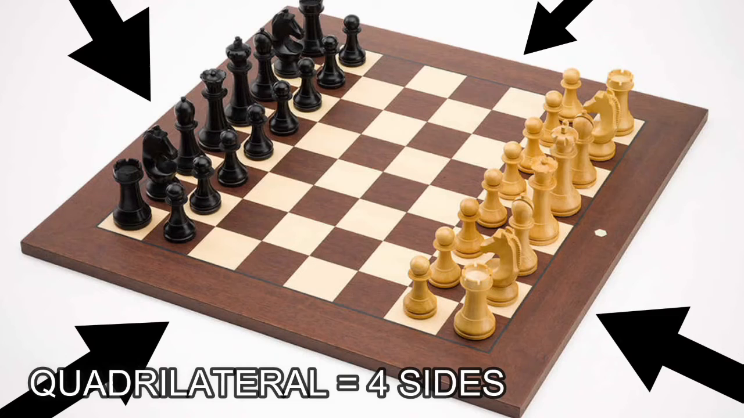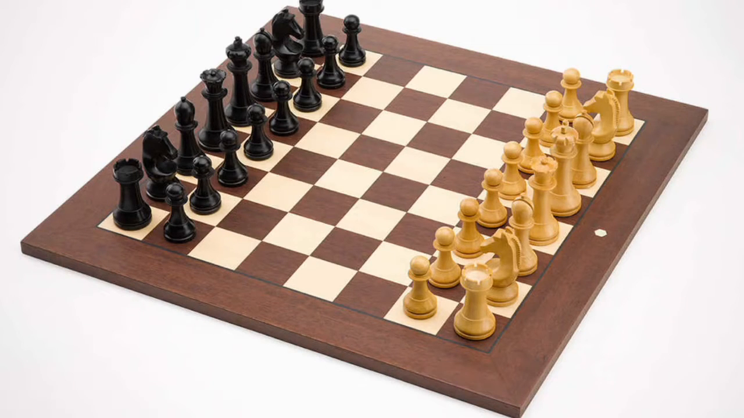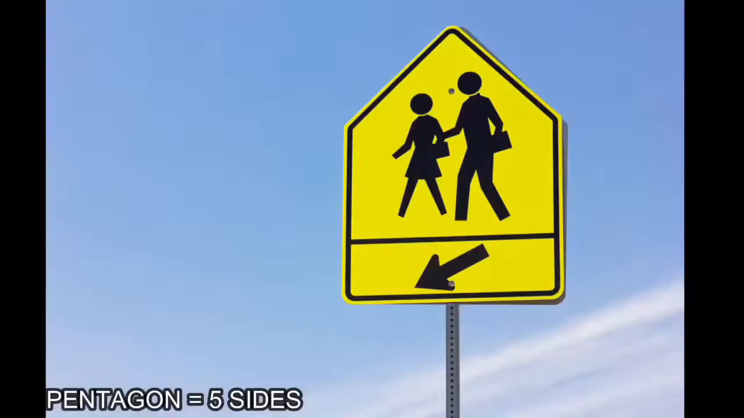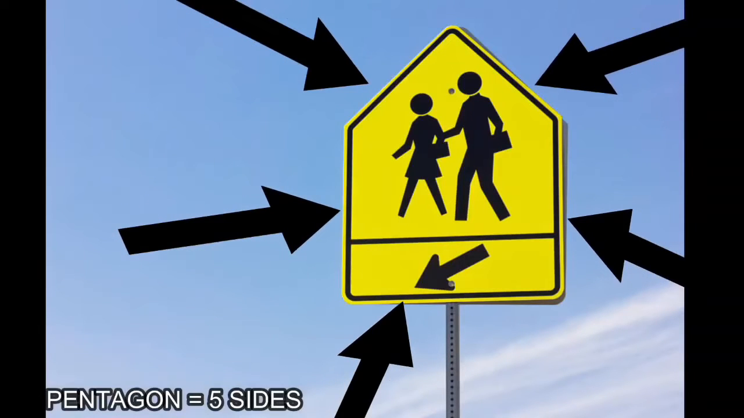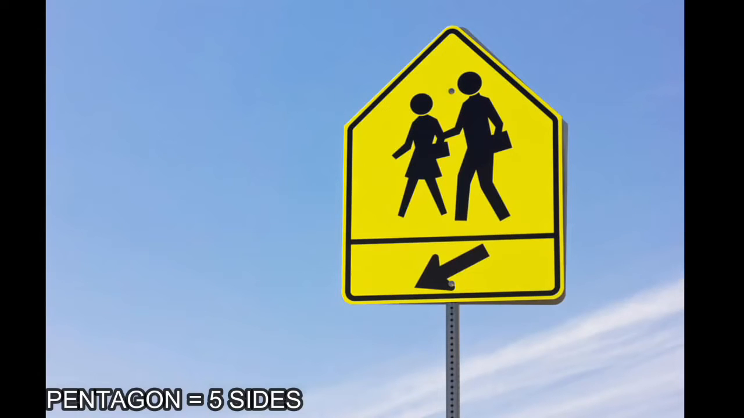This chessboard has four sides. And what polygon has four sides? Quadrilateral. And up next, we have this crossing sign here. As you can see, this crossing sign has five sides. And the polygon that has five sides is a pentagon.